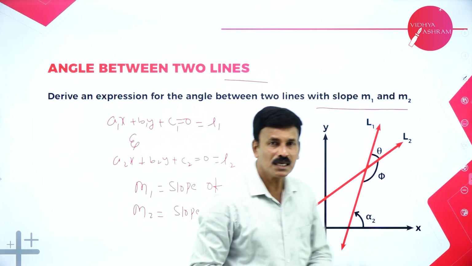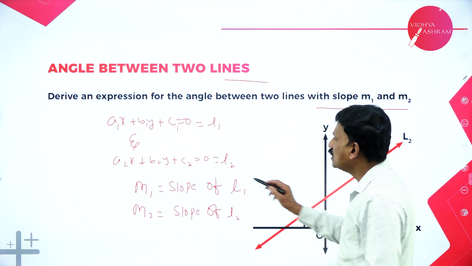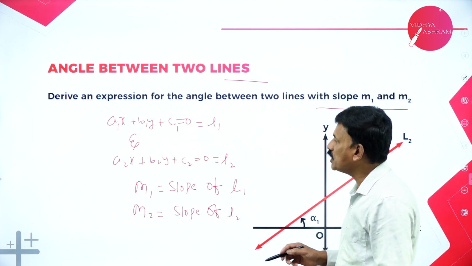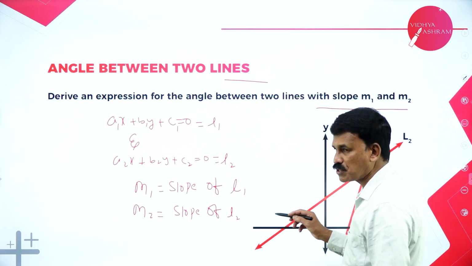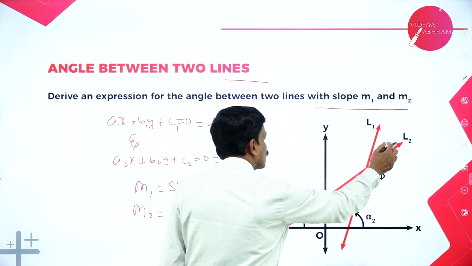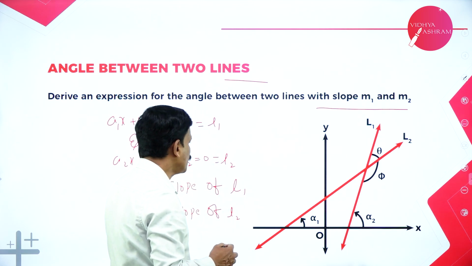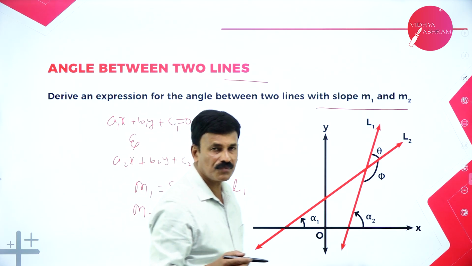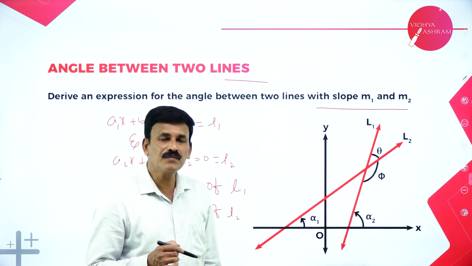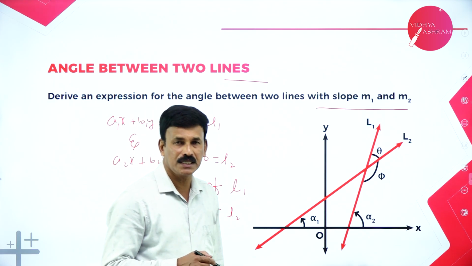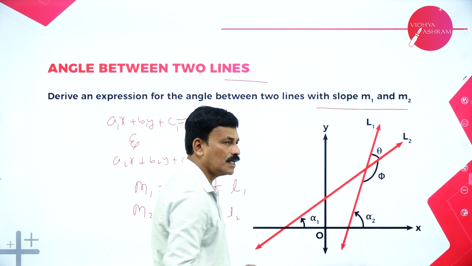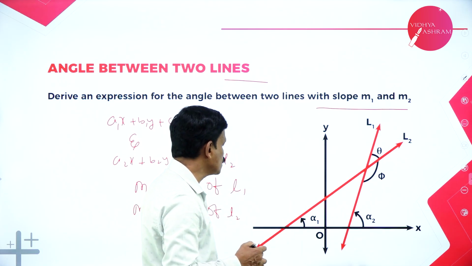So listen to me, let us consider two lines L1 and L2. L1 is a1x plus b1y plus c1 is equal to 0. Another line a2x plus b2y plus c2 is equal to 0, L2. The line L1 cuts the x-axis at alpha 2 and the line L2 cuts the x-axis at alpha 1. Then m1 is the slope of line L1 and m2 is the slope of line L2. Here alpha 1 and alpha 2 are called the inclinations. So inclination for the first line is alpha 2 and inclination for the second line L2 is alpha 1.